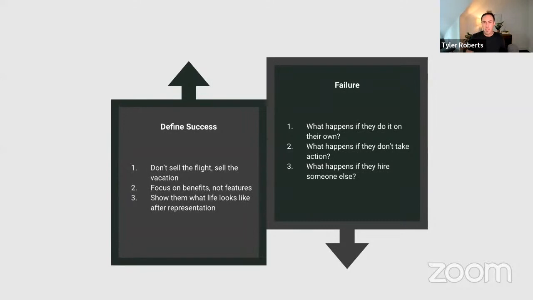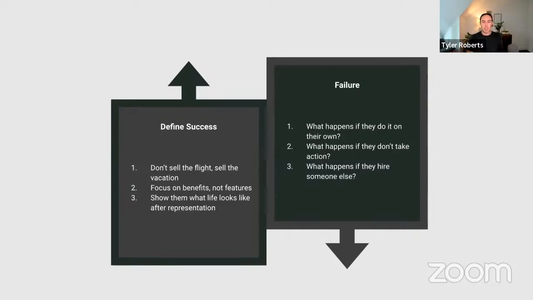They're coming to you because they want to solve a problem that they're currently experiencing, or they want to get somewhere new, like, let's say, starting a new business. So focus on the benefits, not the features. What's the outcome going to look like for you, and how will hiring your law firm be beneficial for their life? How will you benefit them overall?